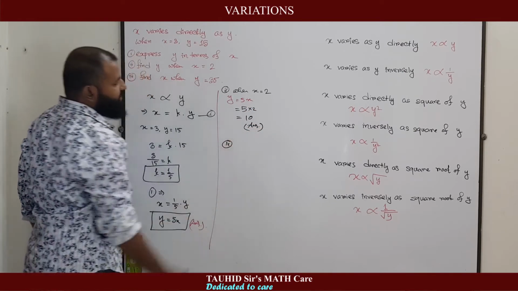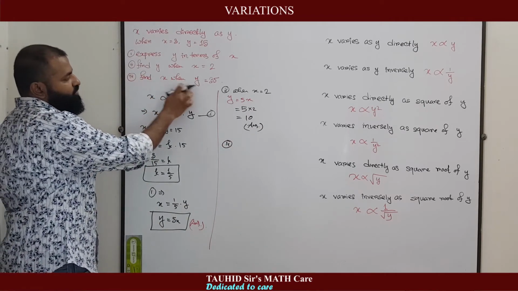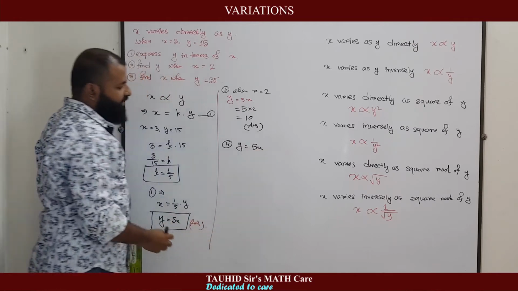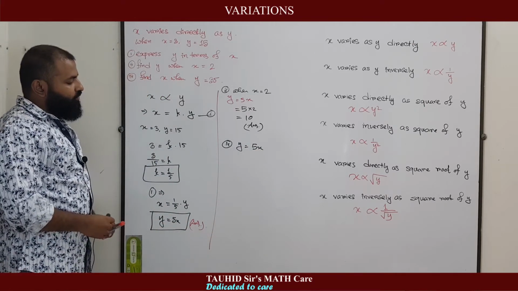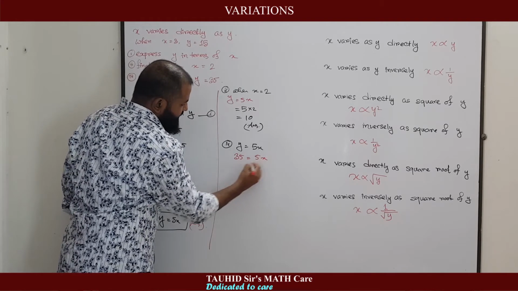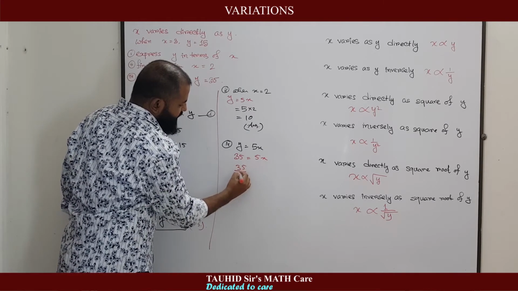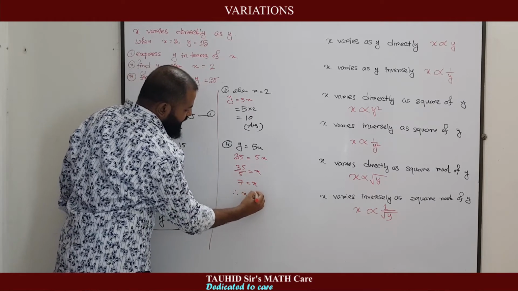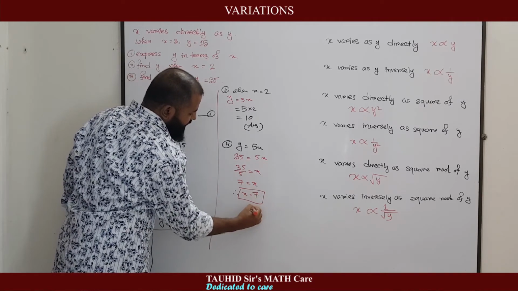And what about question number 3? Find the value of x when y equal to 35. Y equal to 5x. We found the expression earlier. The value of y now 35 equal to 5x. Therefore 35 by 5 equal to x, 7 equal to x. Therefore the value of x is 7.